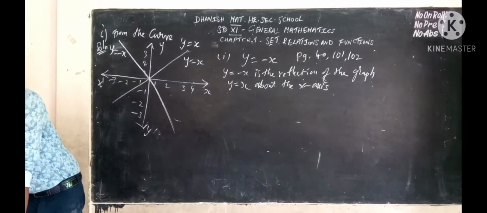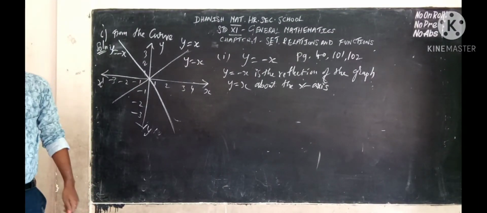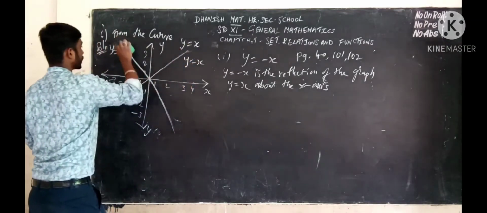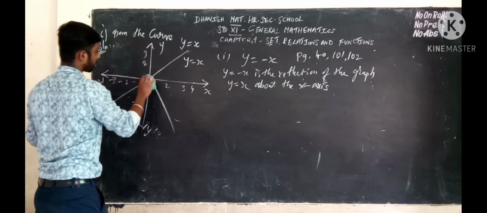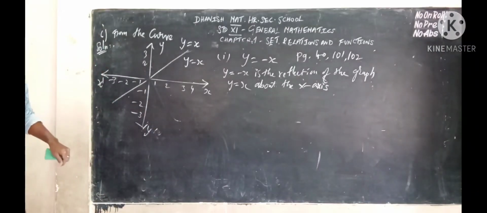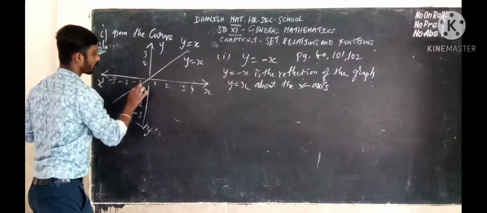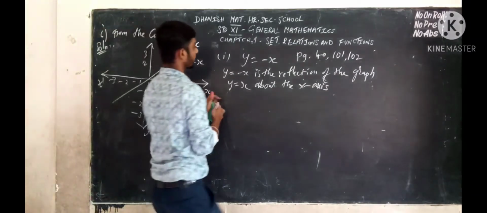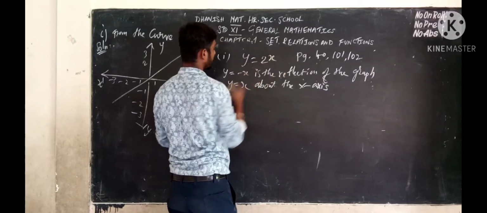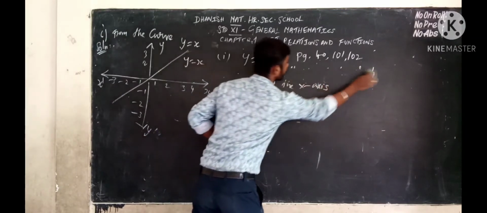Let's see the second question. What is the question given here? y is equal to x, y is equal to 2x. Let's see the second question. So now listen here. y is equal to 2x. What's the question for y is equal to 2x?